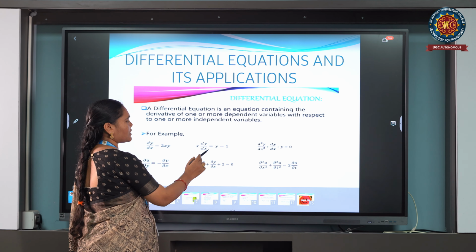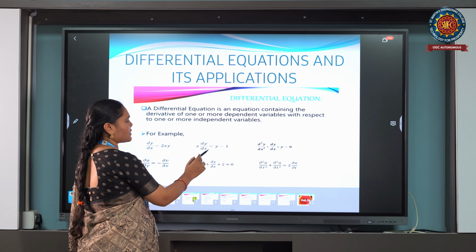Now let us discuss one more application, that is examples of PDE. PDEs are used to model many systems in many different fields of science and engineering. Important examples: first one is Laplace equation, second one is heat equation, third one is wave equation. Let us discuss them one by one. First one is Laplace equation.